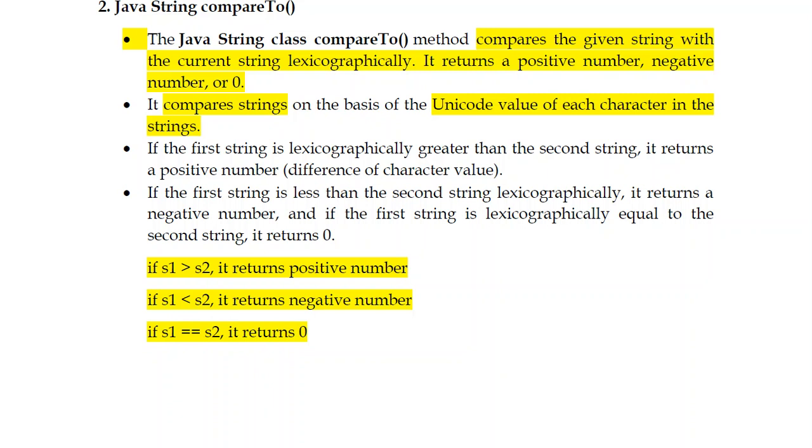What type of exception will it throw? First, we'll discuss the usage of compareTo: it compares the given string with the current string in lexicographical order. We'll discuss these three values first. What will it return? Either a positive number, a negative number, or zero.